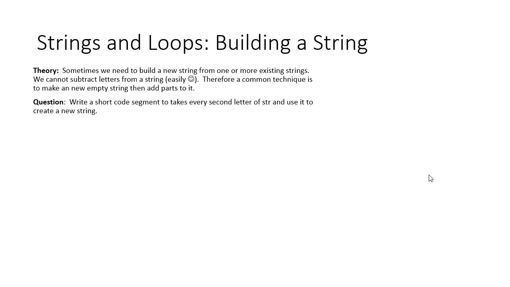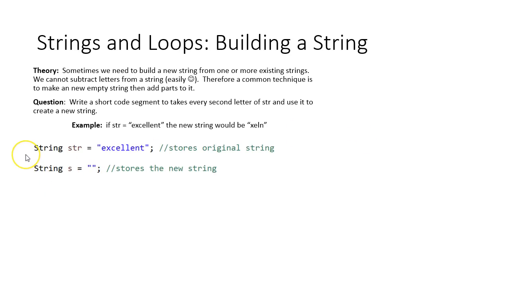So for example, we want to write a short code segment that takes every second letter from str and uses it to create some new string. For example, if str is excellent, the new string would be XELN. And we can see every second letter. So we want the X, we want the E, we want the L, and we want the N. We're going to start off this process by first making a string called str and putting the word we want in there. And then we're going to make a second string, but we're going to put double quotes, meaning there's nothing in there right now. So it's an empty string.